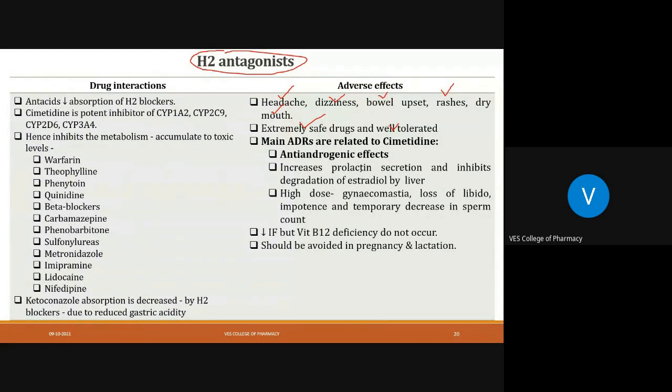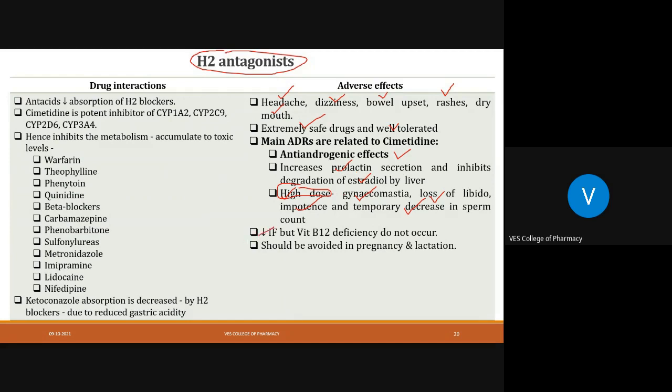And with long-term use, you are able to see anti-androgenic effects. Even prolactin secretion gets increased, and estradiol metabolism gets affected, as they inhibit the degradation of estradiol. Next, at high doses, they have various other hormone-related effects like gynecomastia, loss of libido, impotence, and even the sperm count will get decreased. So these are the effects we are able to see at high doses for a long time. That's why adverse effects are there on long-term use.